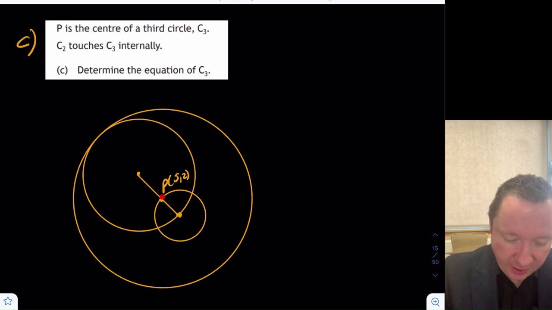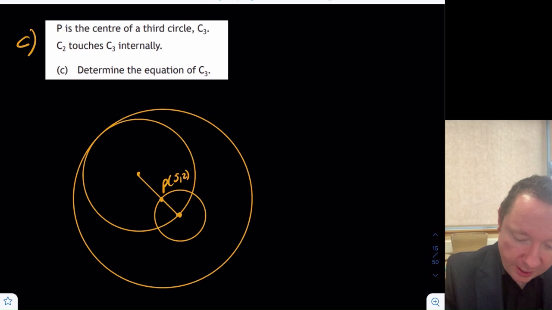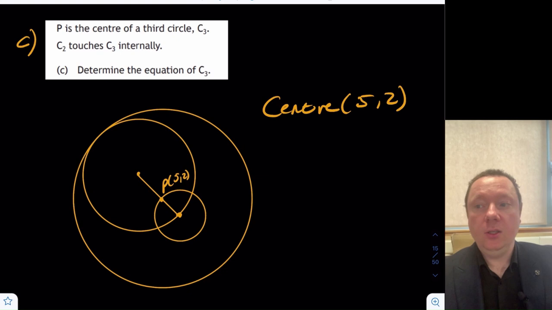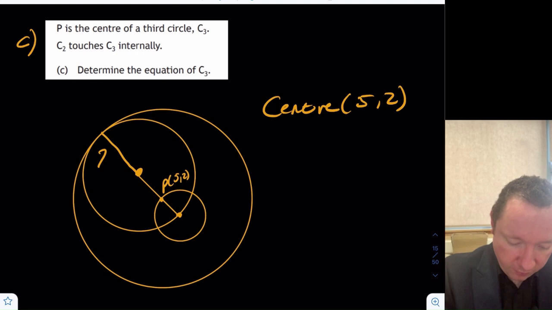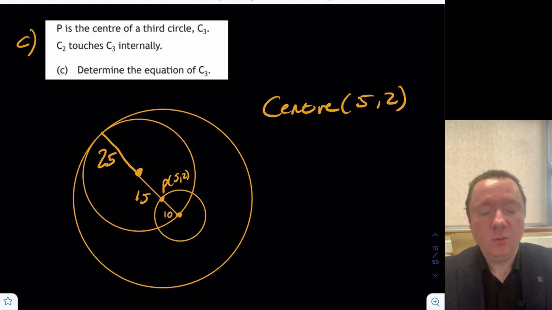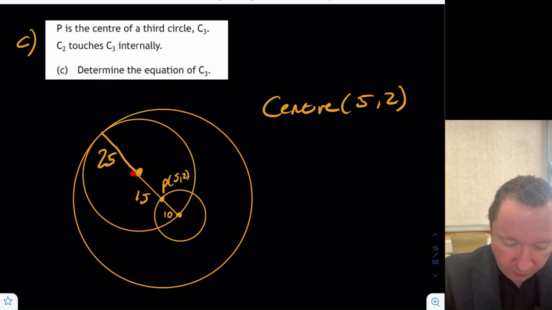Remember, P is the center of this big, massive circle, okay? So our center, we already know, is 5, 2. And we need to work out our radius. But we already know some information from what we've already worked out previously. We know that the radius of this circle here is 25, and we know that the distance between here and here was 15, because it was 10 over here as well. 10 and 15 make 25. So the radius of our new circle is 25 plus 15, which is equal to 40.